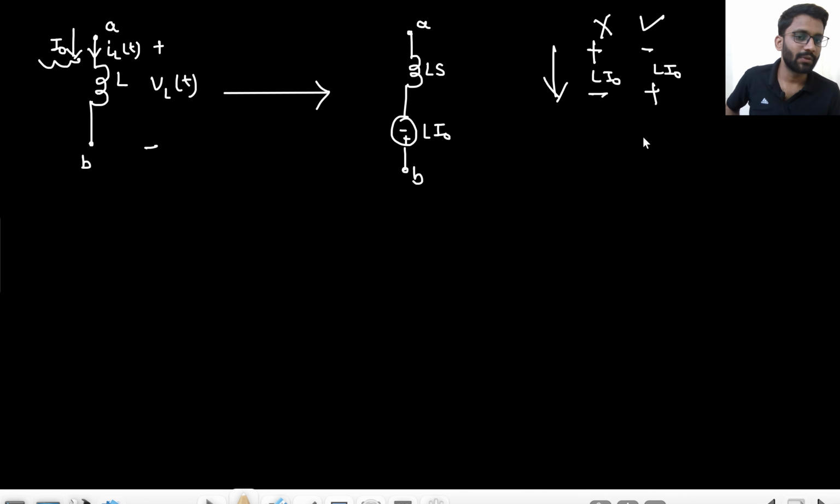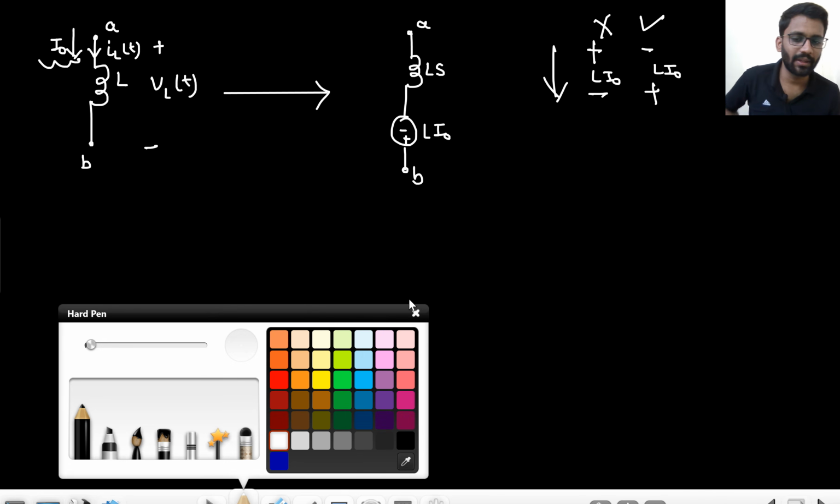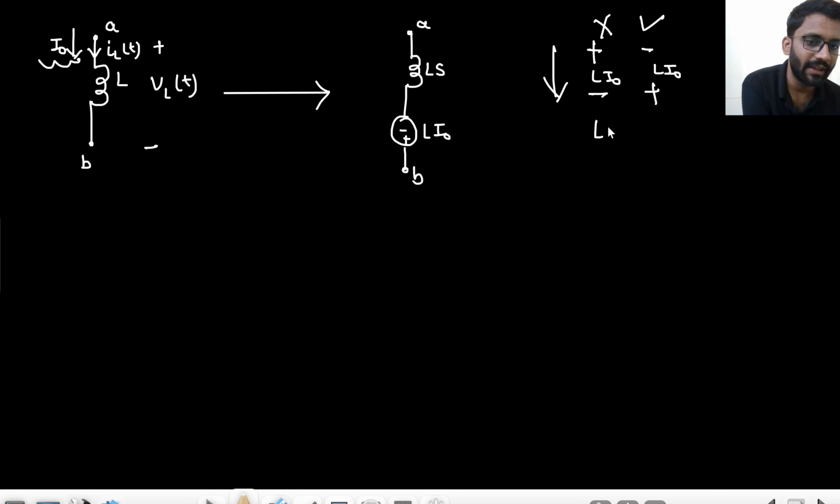Also, it is not Li naught by S. Okay, this is also wrong. Many times I have seen people making this mistake. It is not Li naught by S. Now, what do you understand by this? If it is Li naught, what do you understand? This is not a step voltage. This is an impulsive voltage in time domain.